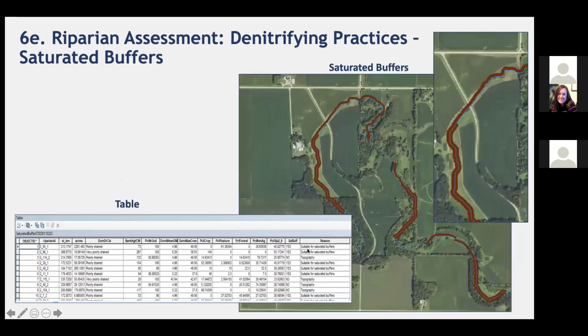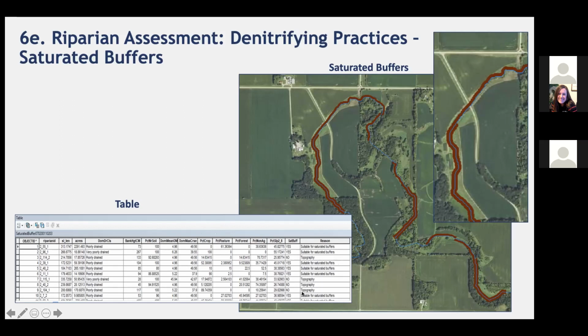So for our particular example here, you can see these areas in red have been identified as potential sites for saturated buffers. And then you can see the table below, which identifies organic matter, coarse material, and then land use in each one of those catchments, which is an important consideration for saturated buffers.